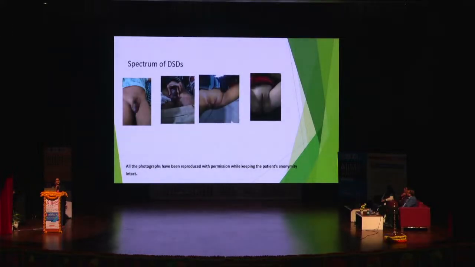These are the spectrum of DSDs. Here one can see first this one is a patient of CAH, congenital adrenal hyperplasia with clitoromegaly. This is again a patient of congenital adrenal hyperplasia. This one is androgen insensitivity syndrome, again androgen insensitivity syndrome.